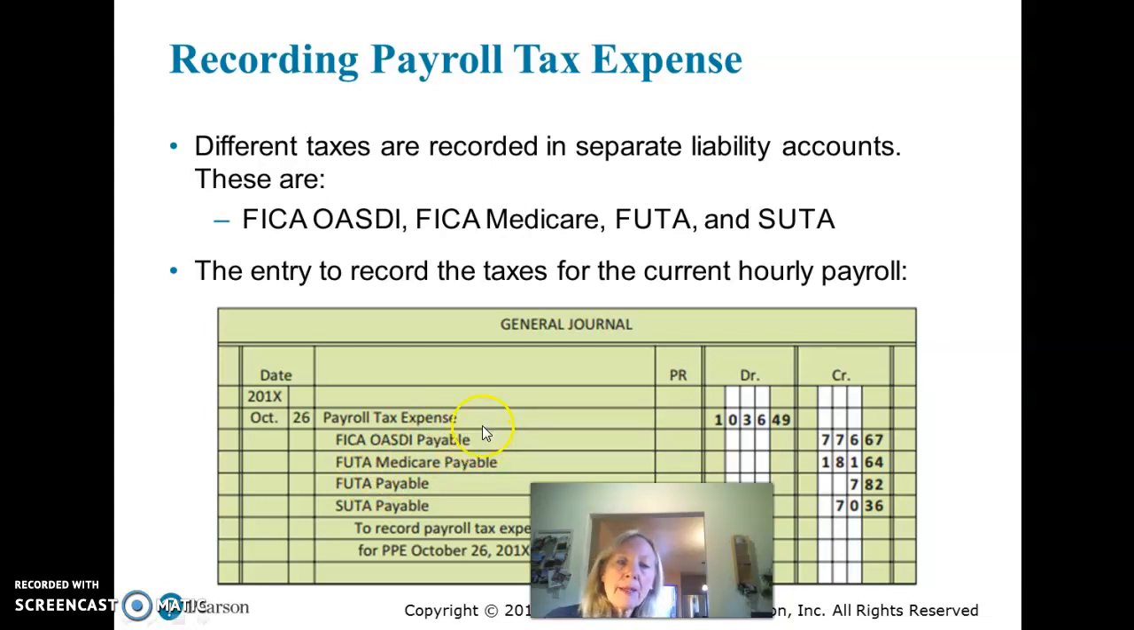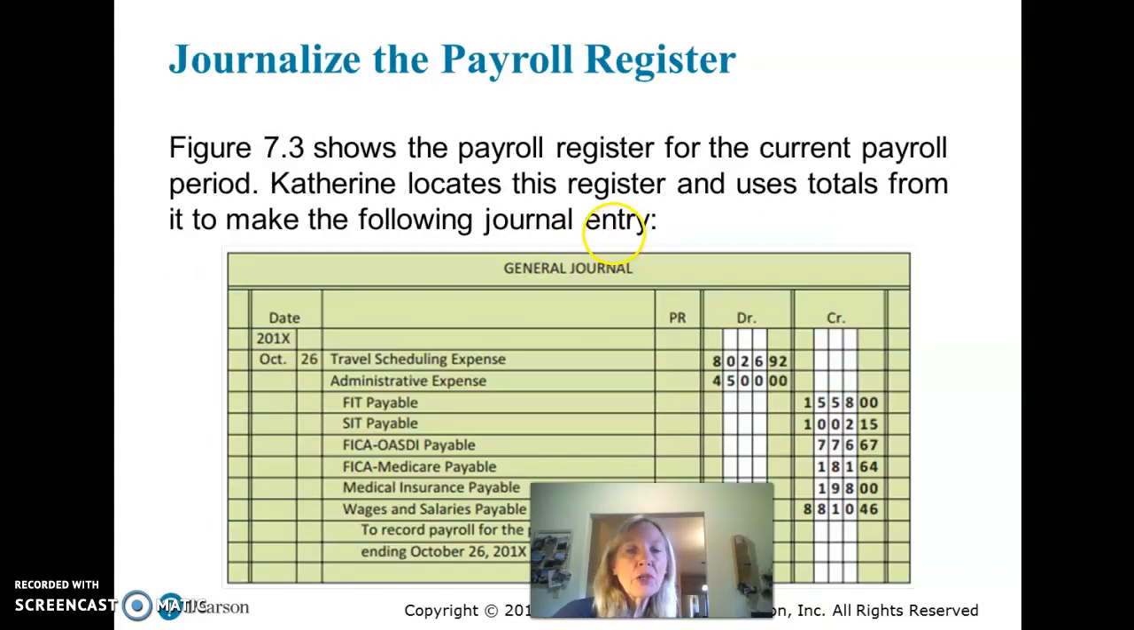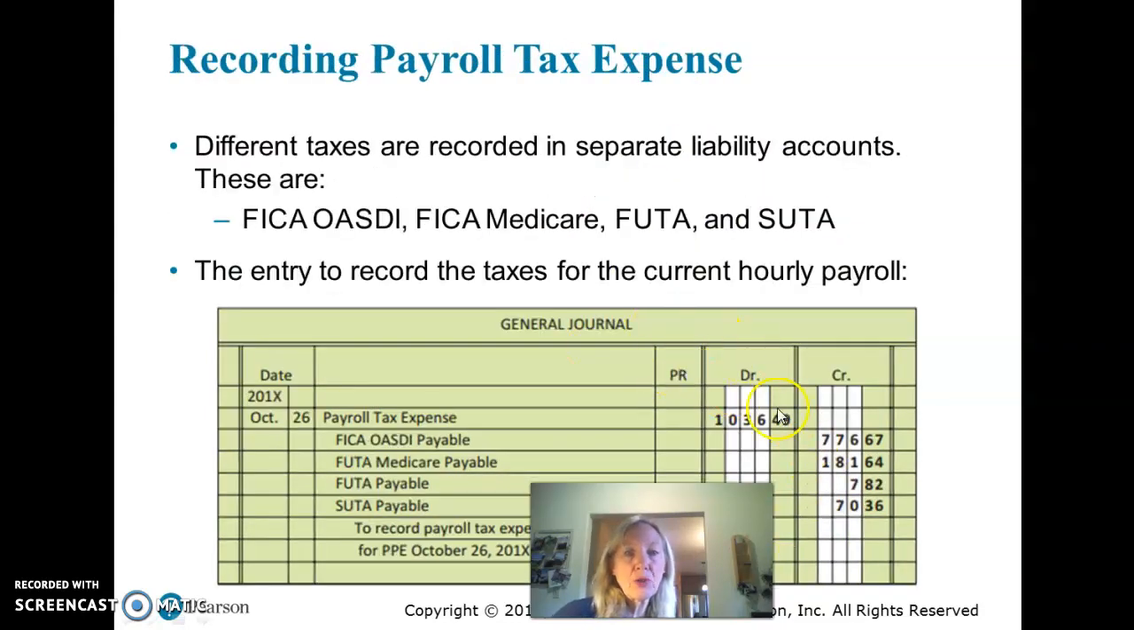Workman's comp goes back to those accounts. It's a prepaid, and then it would be out of cash. And then at the end of the year, you would have to go back and adjust your accounts. You don't ever have to do that. That is not on the quiz. But this stuff is on the quiz, the stuff I just went over. So you have to be able to journalize the payroll register. You have to be able to journalize the payroll tax expense.